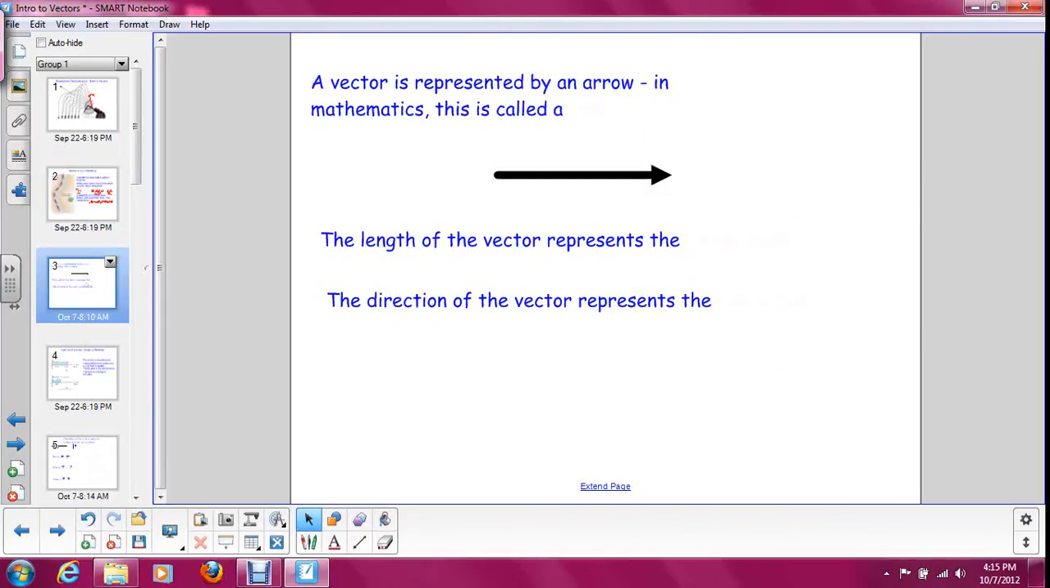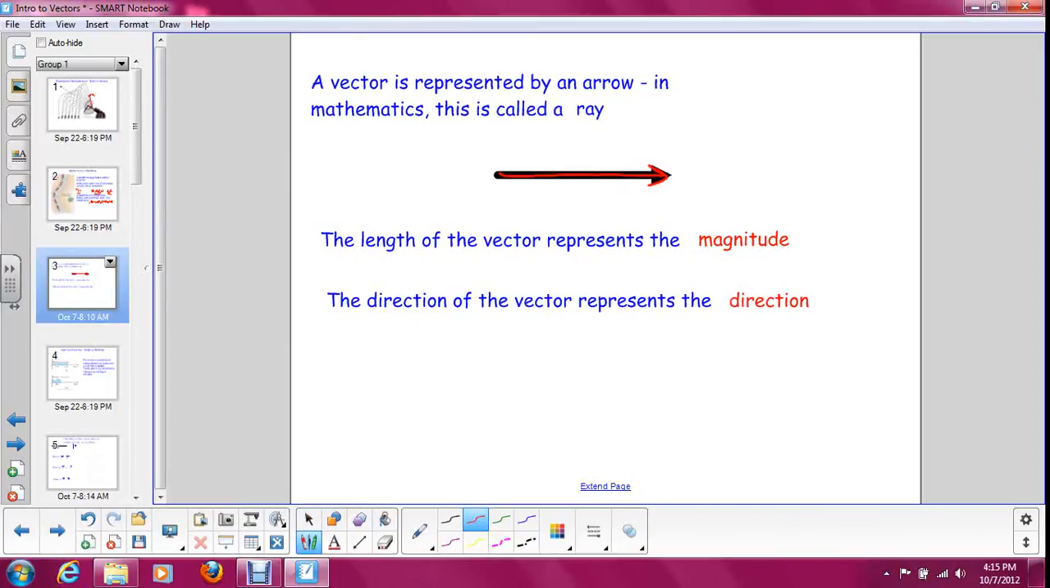We usually, in math and science, represent a vector by an arrow. And in mathematics, this is called a ray. So this right here is our ray. It is our vector. The length of this vector represents the magnitude. The longer the arrow, the larger the magnitude. And the direction of the vector represents the direction.